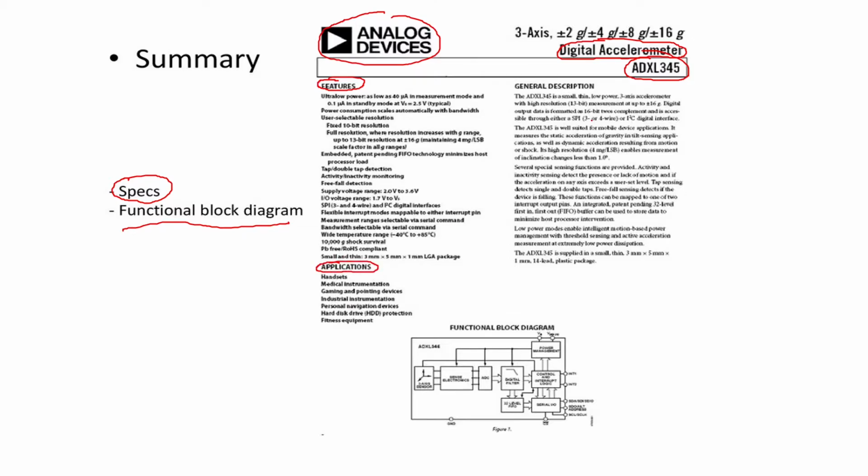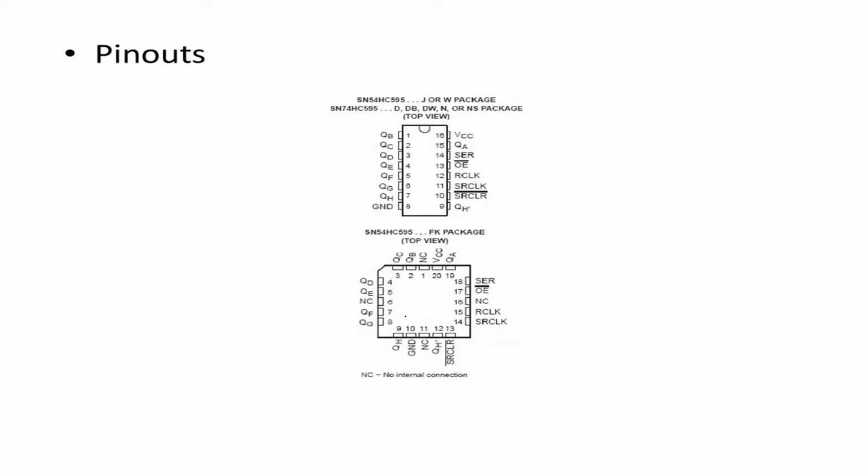What are the applications? We can get a general description about that, and we can get a functional block diagram here. So all these things are shown on a page where a summary of the device, component, or system is given. Then we can have pinouts.